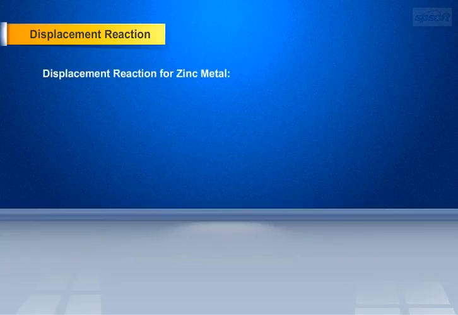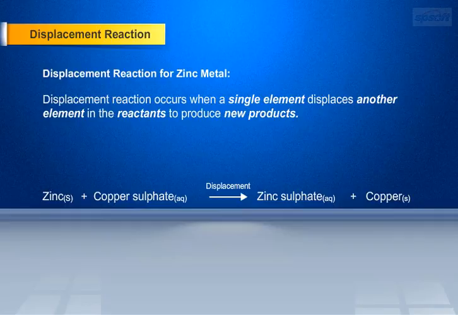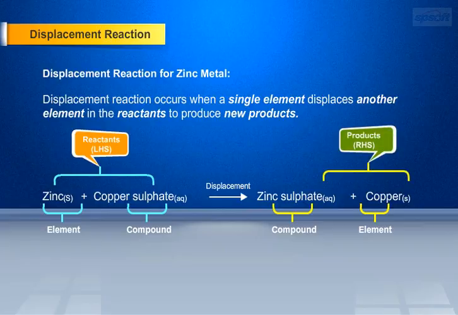Example 1. Displacement reaction for zinc metal. The word equation is zinc plus copper sulfate on displacement gives zinc sulfate plus copper. Here on the left hand side, zinc, which is an element, and copper sulfate, which is a compound, are called reactants, and on the right hand side, zinc sulfate, which is a compound, and copper, which is an element, are called products.